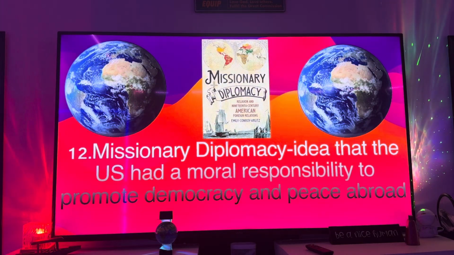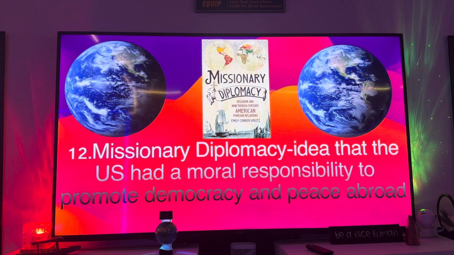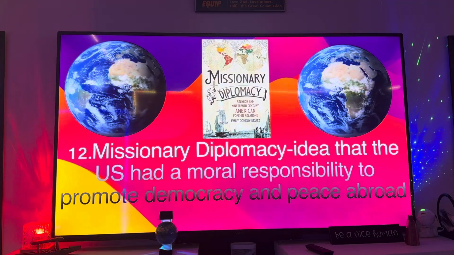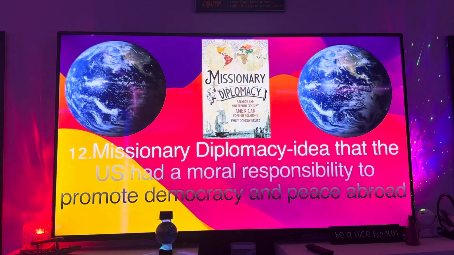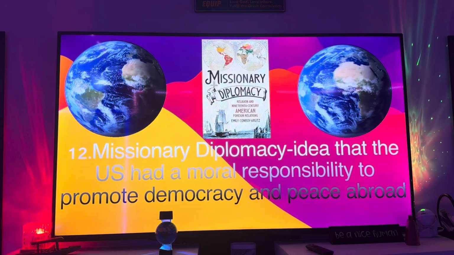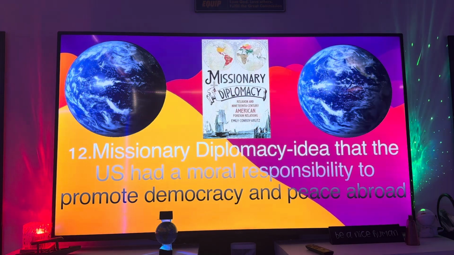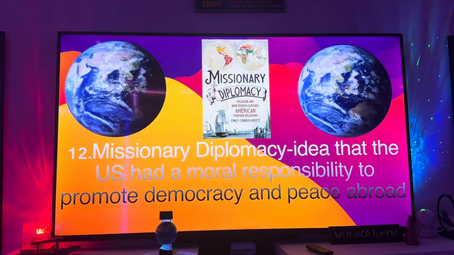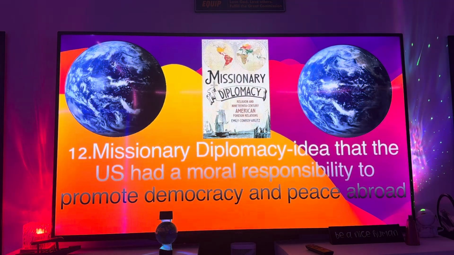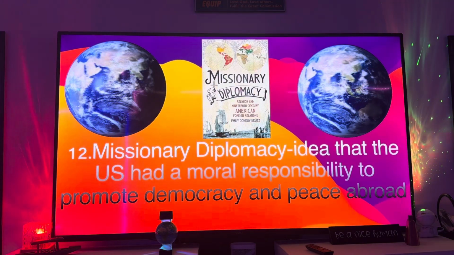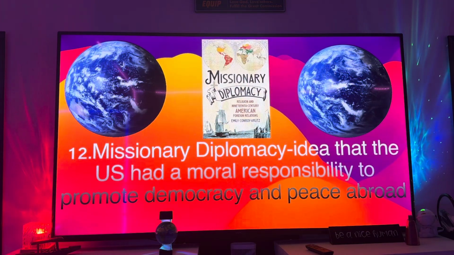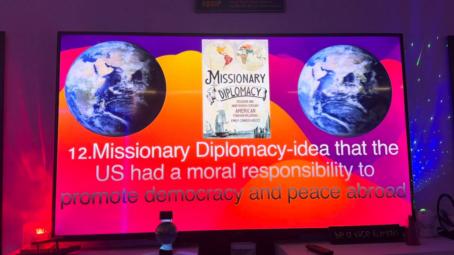And now, our last one for today is missionary diplomacy. Missionary diplomacy is the idea of, and highlight that, moral responsibility to promote democracy and peace abroad. It's the idea that we are going to go out, and it's our moral responsibility that we are going to share religion. We're going to share our culture with other cultures. Very similar to what we do on spring break, and right now on our fall break, where there are groups of students that go in the mission field and share the love of Christ. So those are those. So this is section 3, the first 12 items.